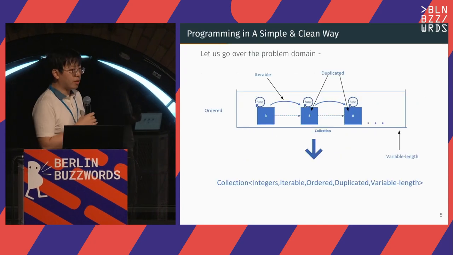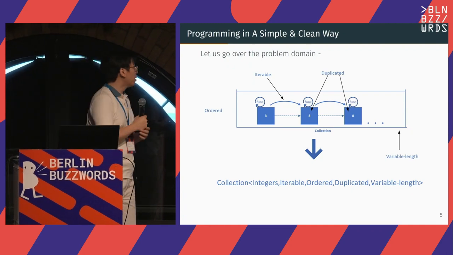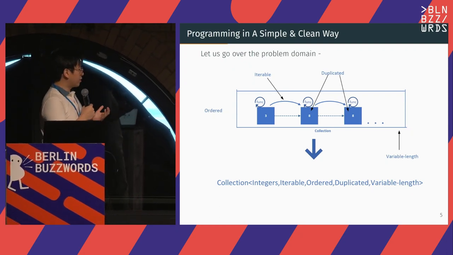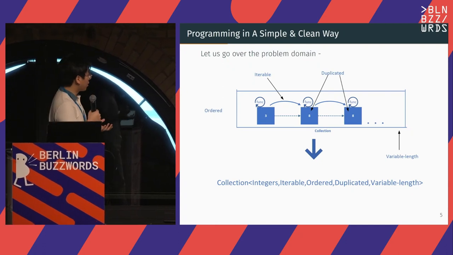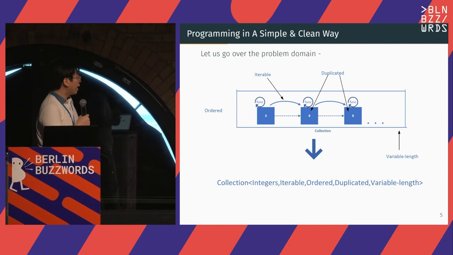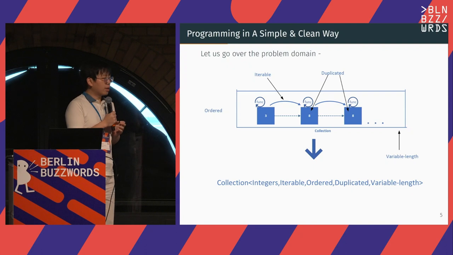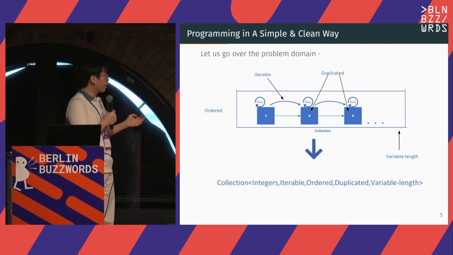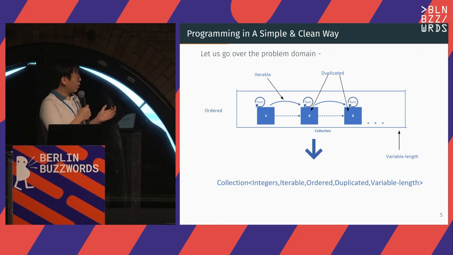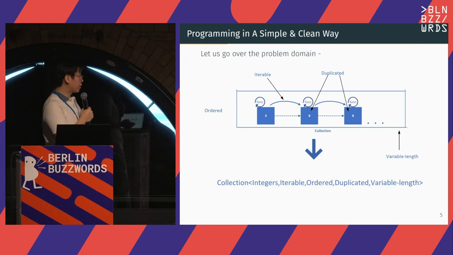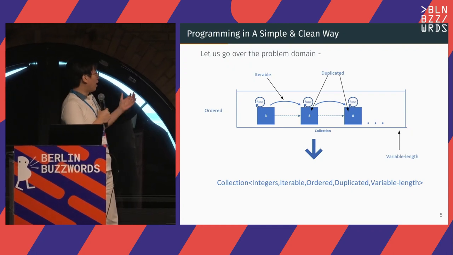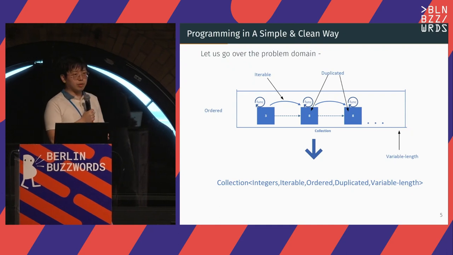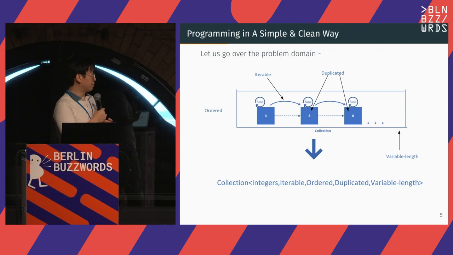But let's consider this simple example from another angle. So let's go back to the problem domain. I suggest we would like to store the data into a collection, which should be traversable because we would like to increase the values one by one. And as the problem domain suggests, the elements in the data collection should be well ordered, and it also allows duplication in the data collection. It should also allow variable length of the data collection. So this time we write down these properties in the interface of the data collection. And this is an alternative way to interact with data collections.